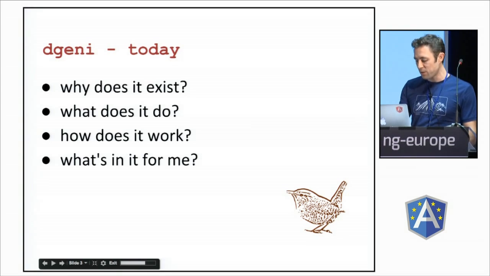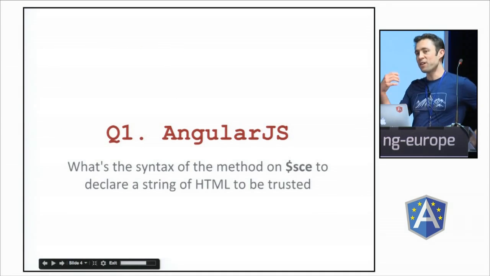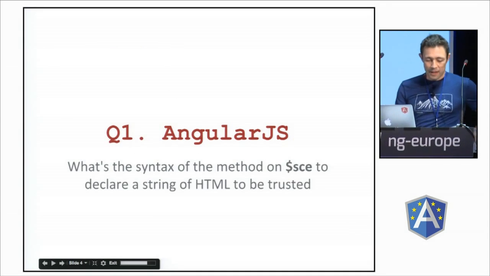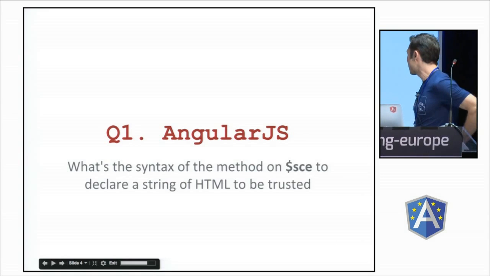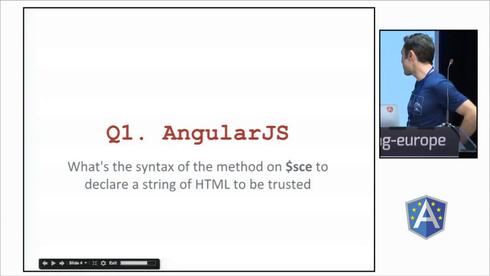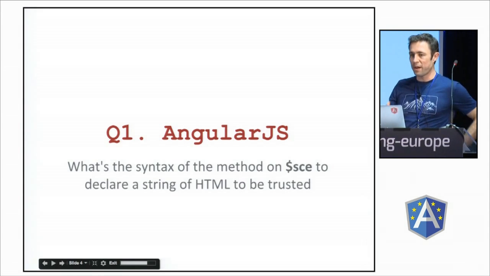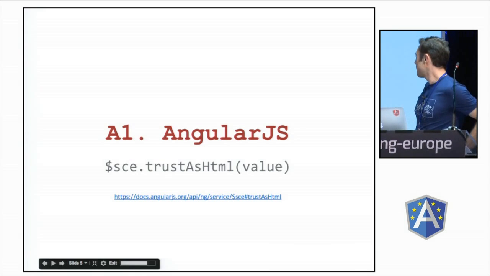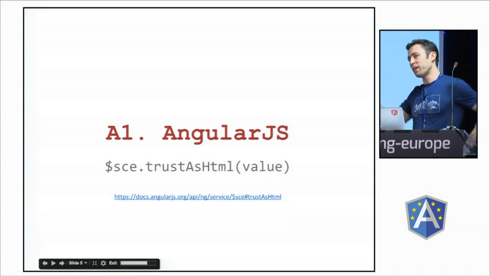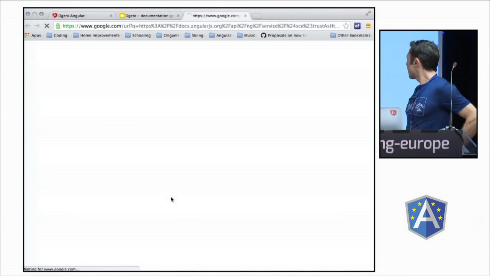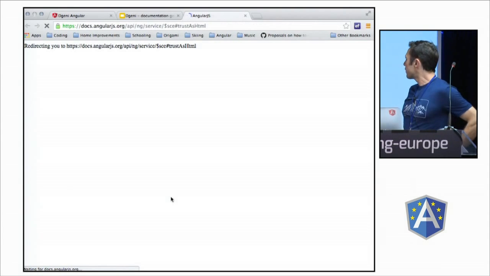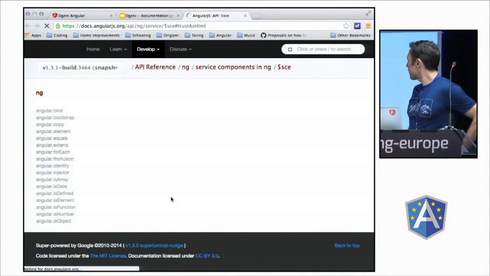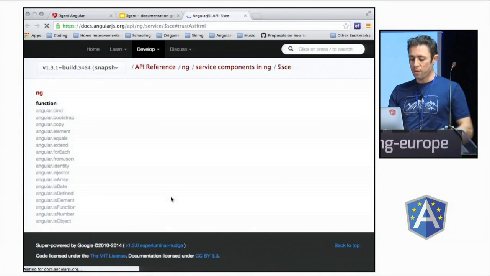When I put this talk together, I didn't expect there to be quite so many people in the room. So I'm not going to actually ask you to answer these questions, because that might take too long. OK, so what's the syntax of the method on the $sce service in AngularJS that you use to declare a string of HTML? So have a quick think. Trusted HTML. OK, so $sce.trustAsHtml(value), and the value is the HTML you want to trust. And with any luck, we'll have a link to the website which contains that information. This is the slow bit, so we'll keep going.